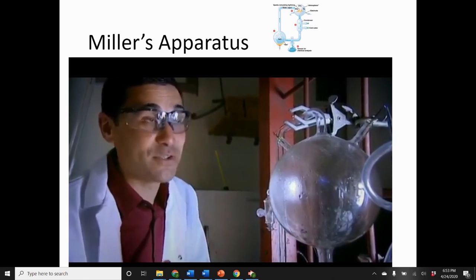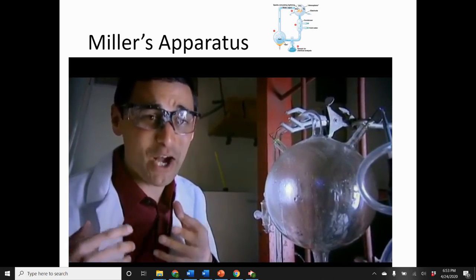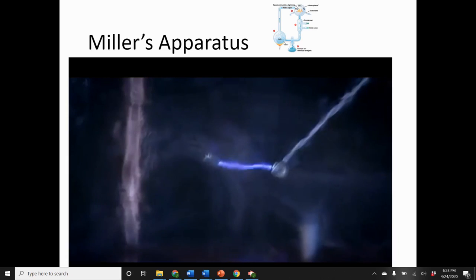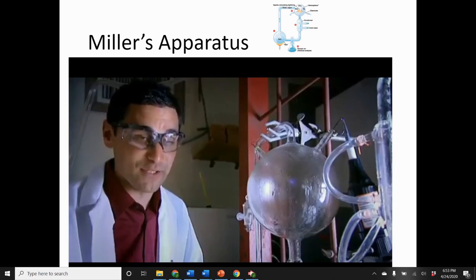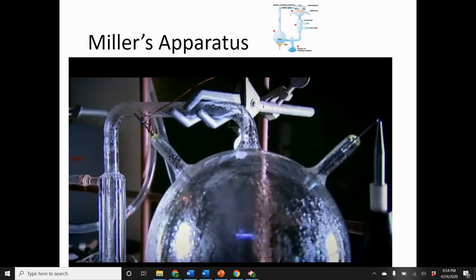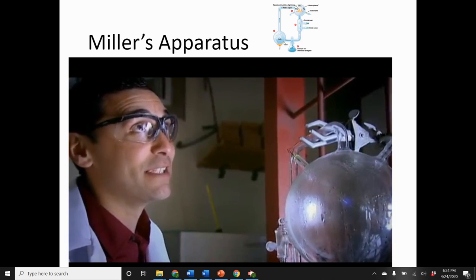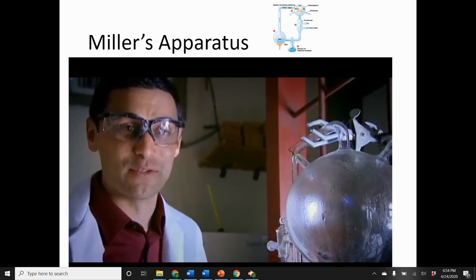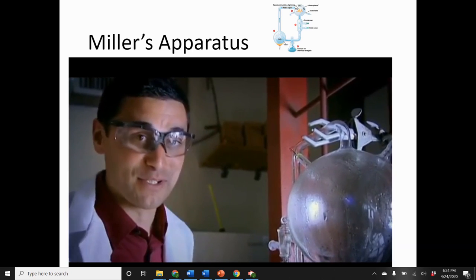Now, I can't do this experiment for real because it's actually highly dangerous. Unless you flush out all of the air in the system, the whole kit might explode. Plus, this electrical grid is live at 10,000 volts, so I really mustn't touch it.